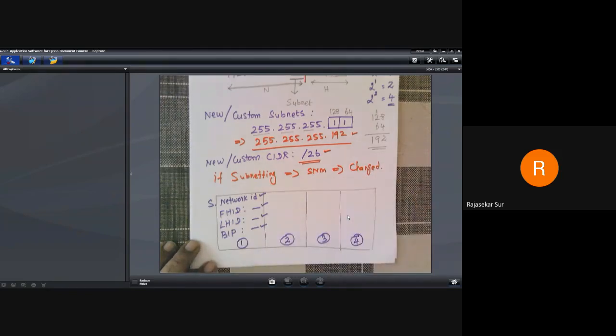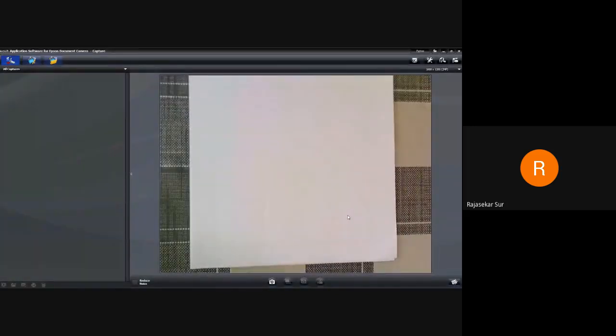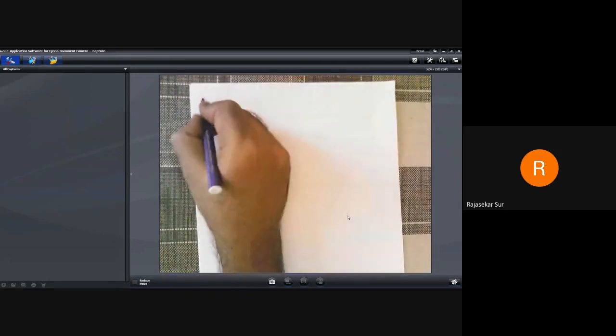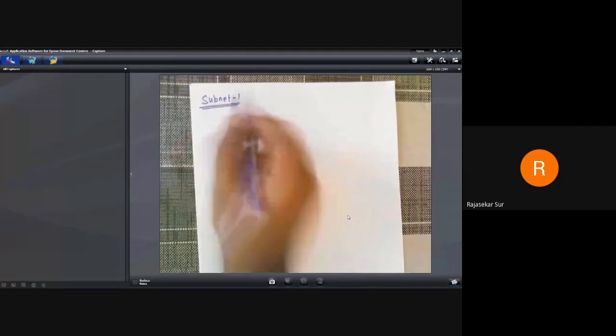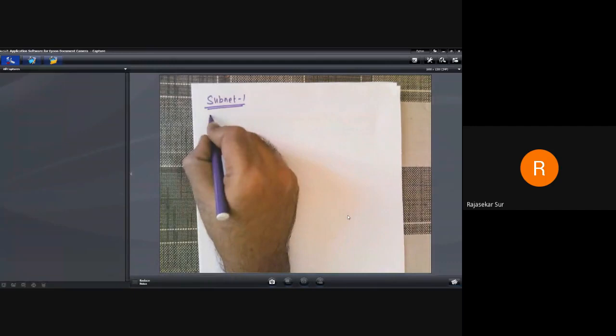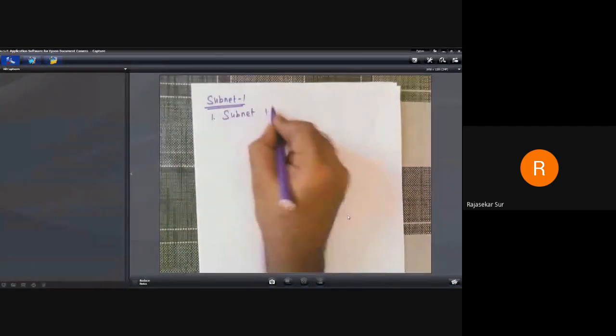It is not a difficult one. Once you understand, you need not do any calculation. Simply you can write. Okay, I'm going to do it. I'm going for the first subnet, subnet 1. Okay, I'm taking subnet 1. Now what is the subnet ID? I want to find the subnet ID.